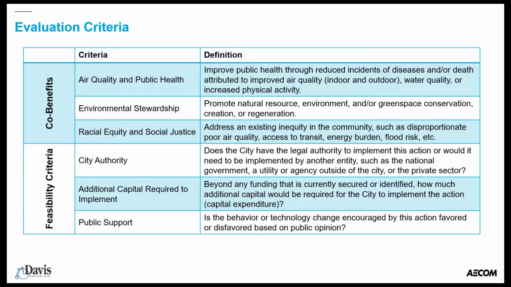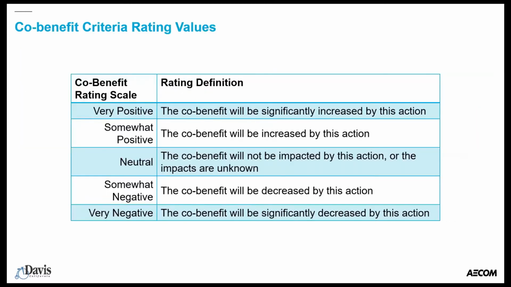Next slide. And then within ASAP, we qualitatively evaluated each action against all of those criteria. The co-benefit criteria followed the rating scale that's shown here, where we scored actions as very positive, somewhat positive, neutral, somewhat negative, or very negative. The generic rating definitions for all of the co-benefits are shown here, but we also defined a scoring rubric that had specific language for the selected criteria so that we could evaluate actions consistently.